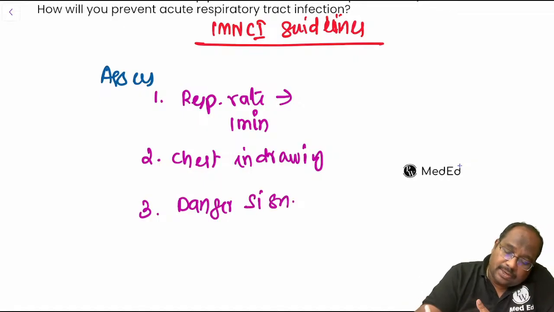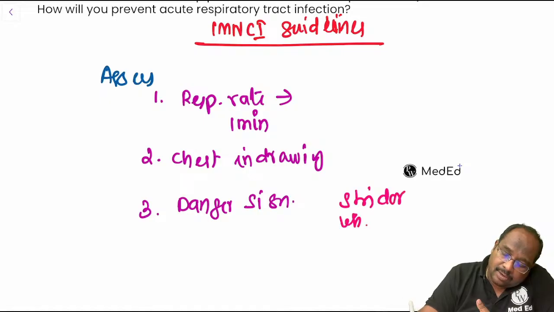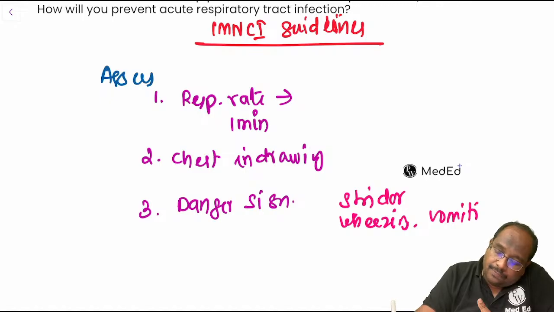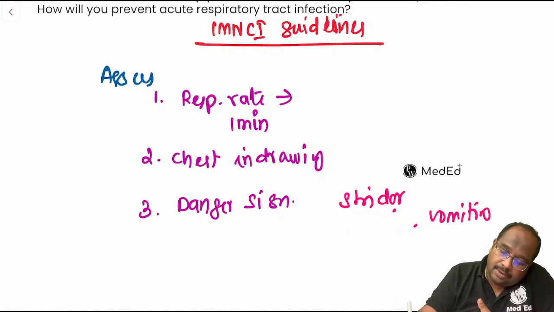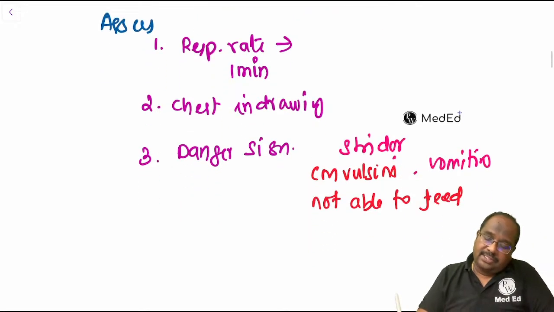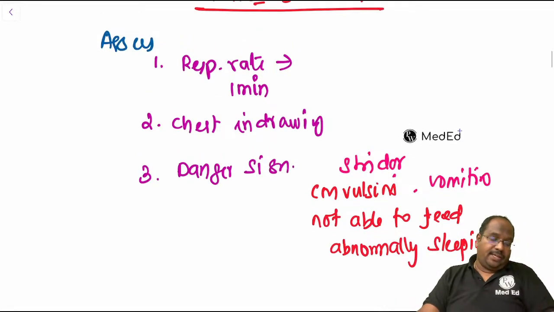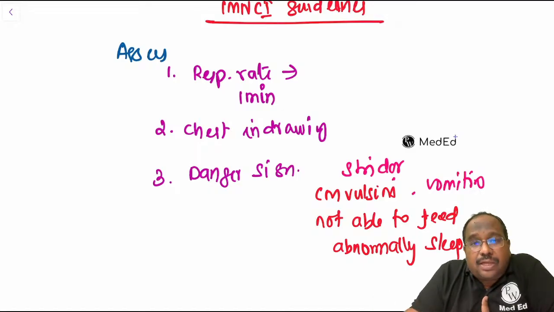Danger signs mean here stridor, wheezing, vomiting, convulsions, not able to feed, abnormally sleepy. If these things are there, we should think of a danger sign.